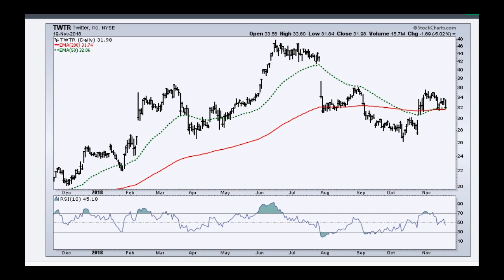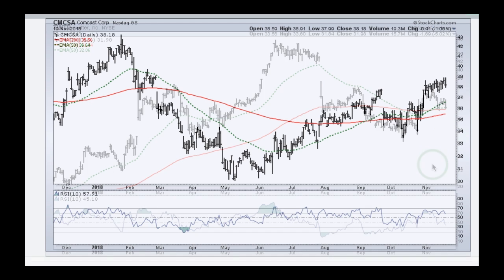And Twitter. Twitter got a nice little bounce back above the 200-day, and the 50-day EMA crossed above. But I'm not buying into this bounce because of the weakness in the other ones. So Twitter may be about to go lower.